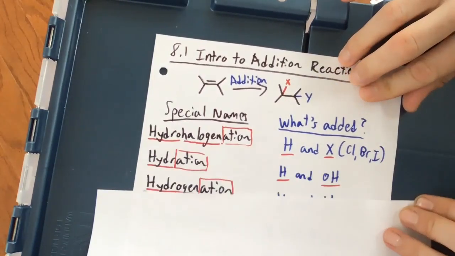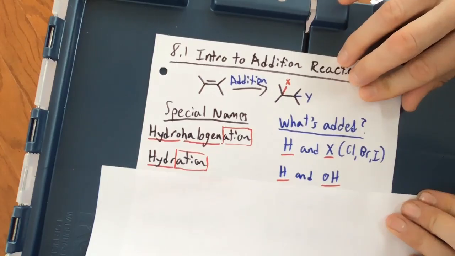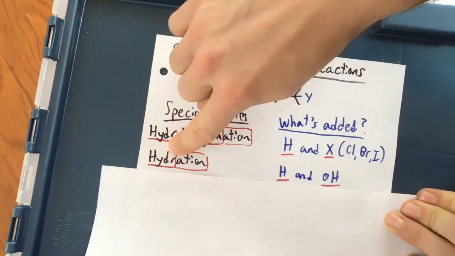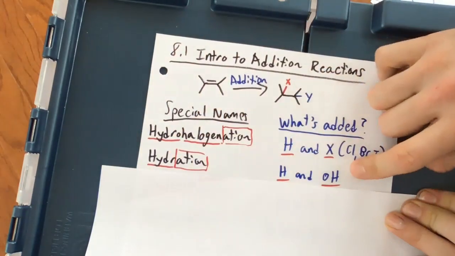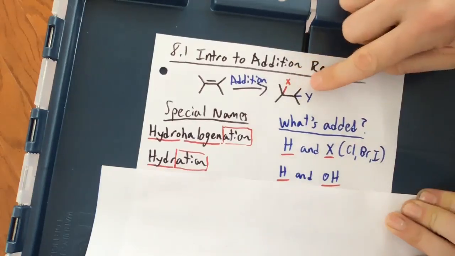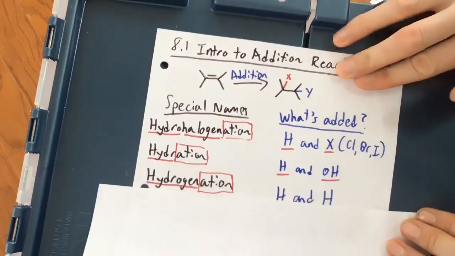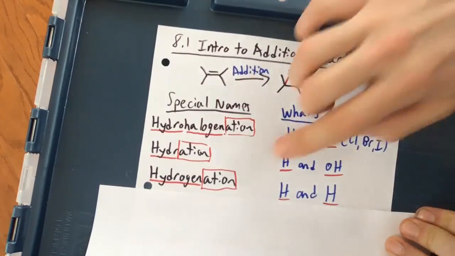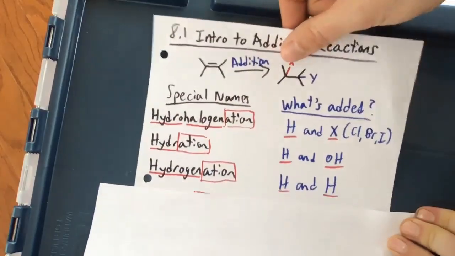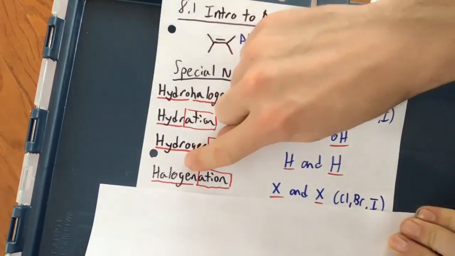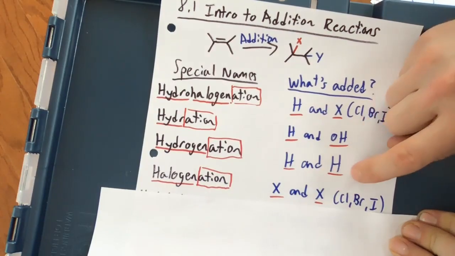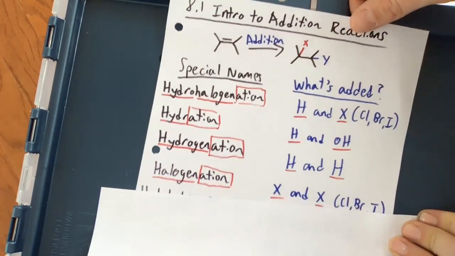Similarly, you could have hydration. Hydra, like hydro, means hydrogen and hydroxyl or alcohol groups are added across the alkene bond. Hydrogenation tells you that two hydrogens are added across the alkene bond. Halogenation tells you two halogens are added across the alkene bond, where halogens can be either chlorine, bromine, or iodine.